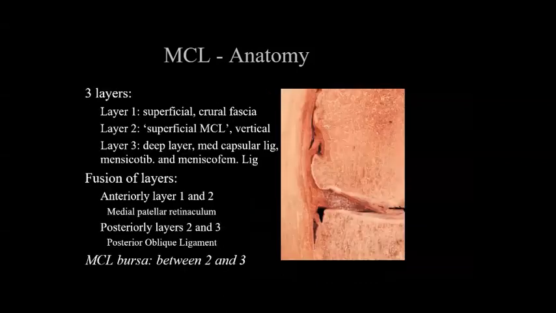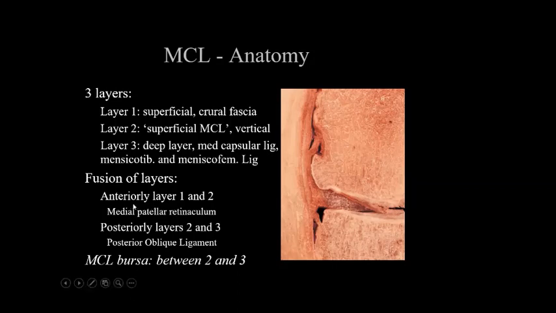And it does have multiple layers. It has 3 layers: the superficial, the intermediate layer, and the deep layer. And knowing the anatomy of the MCL is very helpful because then you can comment on the MCL in terms of it being a partial tear, grade 1, grade 2, or grade 3, depending on these layers involved.